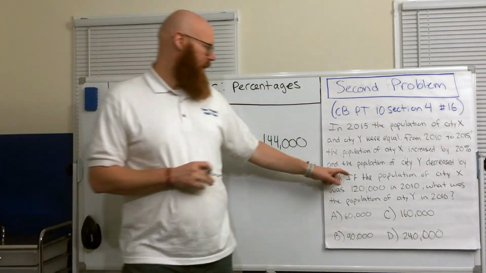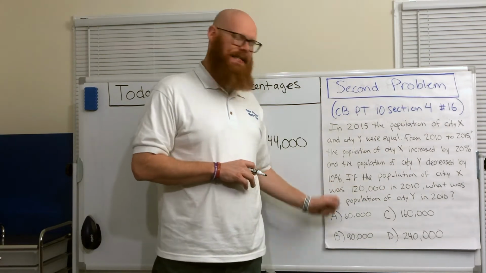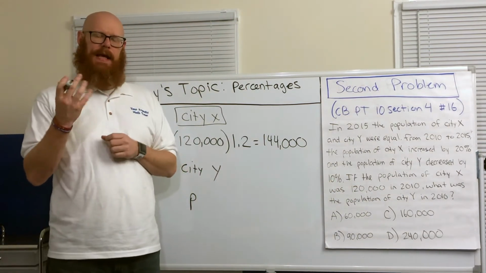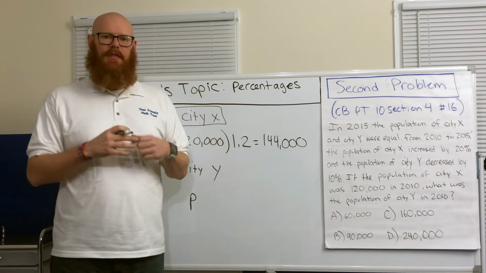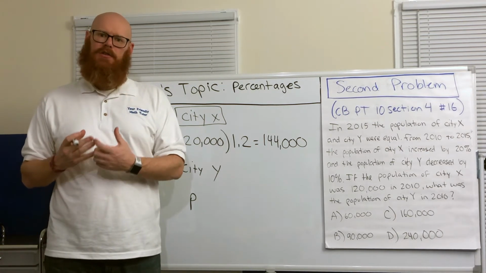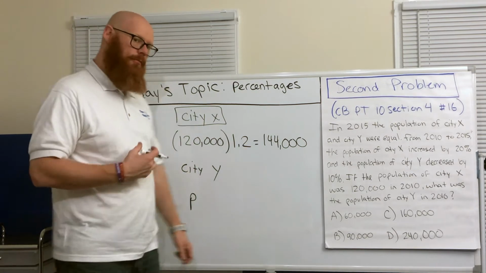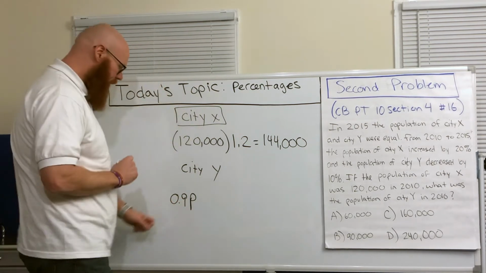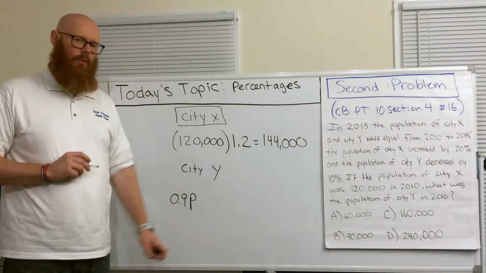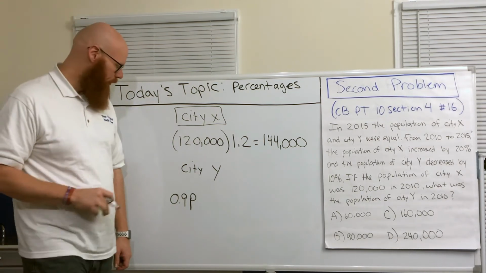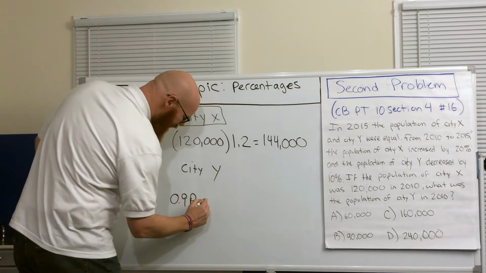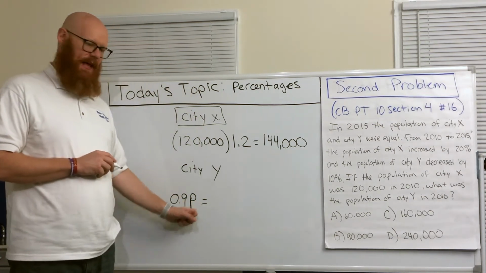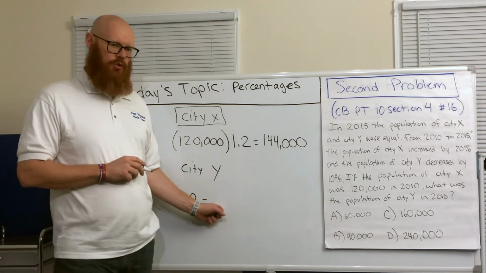And then it decreased in City Y by 10%. Well, if we start at 100% of the population and we take away 10% of the population, then that means 90% of the population will still remain. So we should multiply by 0.9. So 0.9 is the decimal associated with a 10% decrease. And then we know that 0.9 times the population back in 2010 must equal the population in 2015.